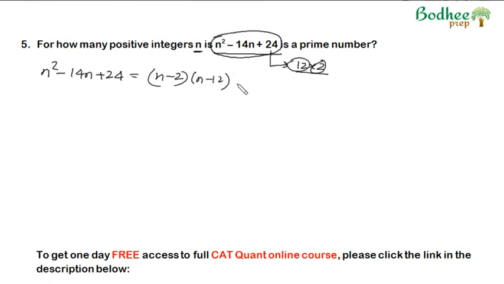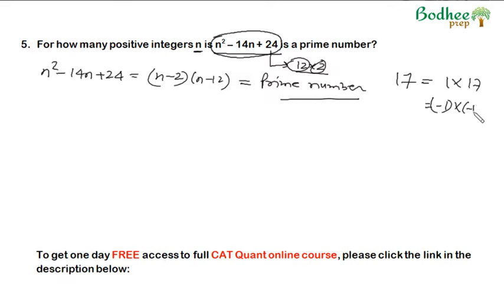Now this, as per the question, has to be a prime number, right? Again we see that a prime number, if written as a product of two numbers, because whatever value of n I take, it will be a product of two numbers, that is n minus 2 and n minus 12. Now suppose, for example, I take 17 and I want to write 17 as a product of two numbers, then the only way I can write it is either 1 into 17, or minus 1 into minus 17.